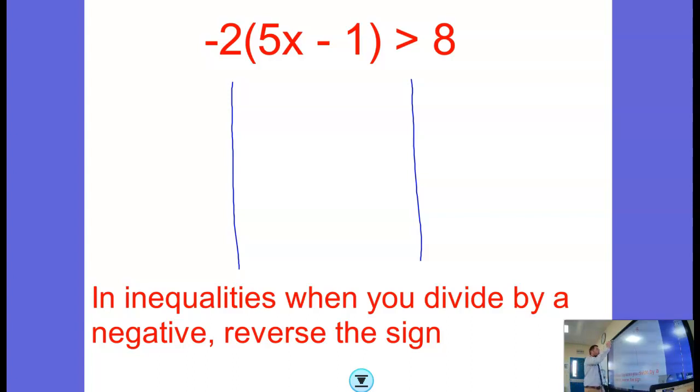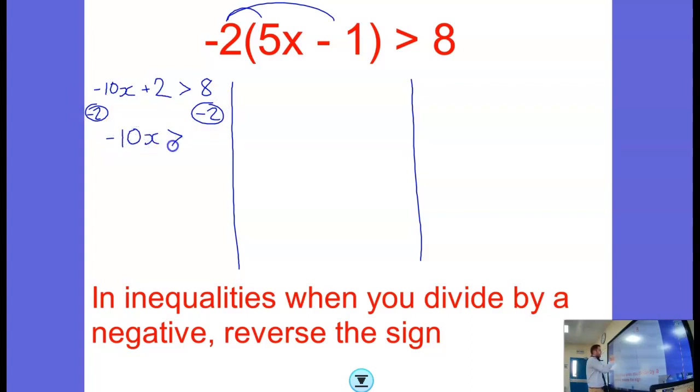So, the first one, we multiplied out the brackets. Let's do that with this one. So I've got minus 2 times 5x is minus 10x. Minus 2 times minus 1, negative times a negative is positive, so plus 2, and that is greater than 8. Now I'm going to take away the 2 from both sides, and I get minus 10x is greater than 8 minus 2, which is 6. My last step here is to divide by negative 10, divide by negative 10.